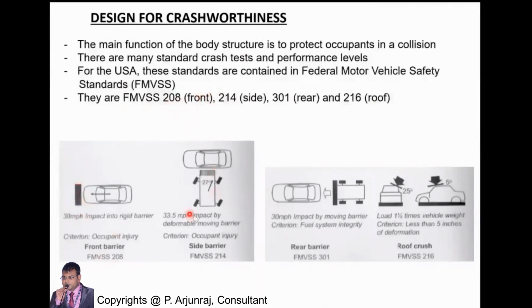And this is the side impact, where the speed is 33.5 miles per hour, and the impact is by a deformable moving barrier. The impact can be done either with a rigid barrier or a deformable moving barrier. In the case of the side impact shown here, it is with a deformable moving barrier.